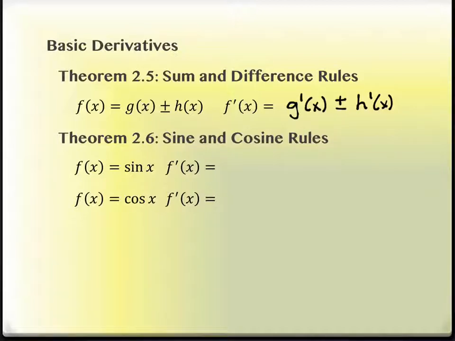I'm not exactly sure why your book does this, but it throws the sine and cosine rule into this section as simple derivative rules. They are simpler than the other trig functions. I kind of wish they just put all the trig functions together, but they don't. So for now, these are the ones we have. The derivative of sine is cosine, and the derivative of cosine is negative sine.